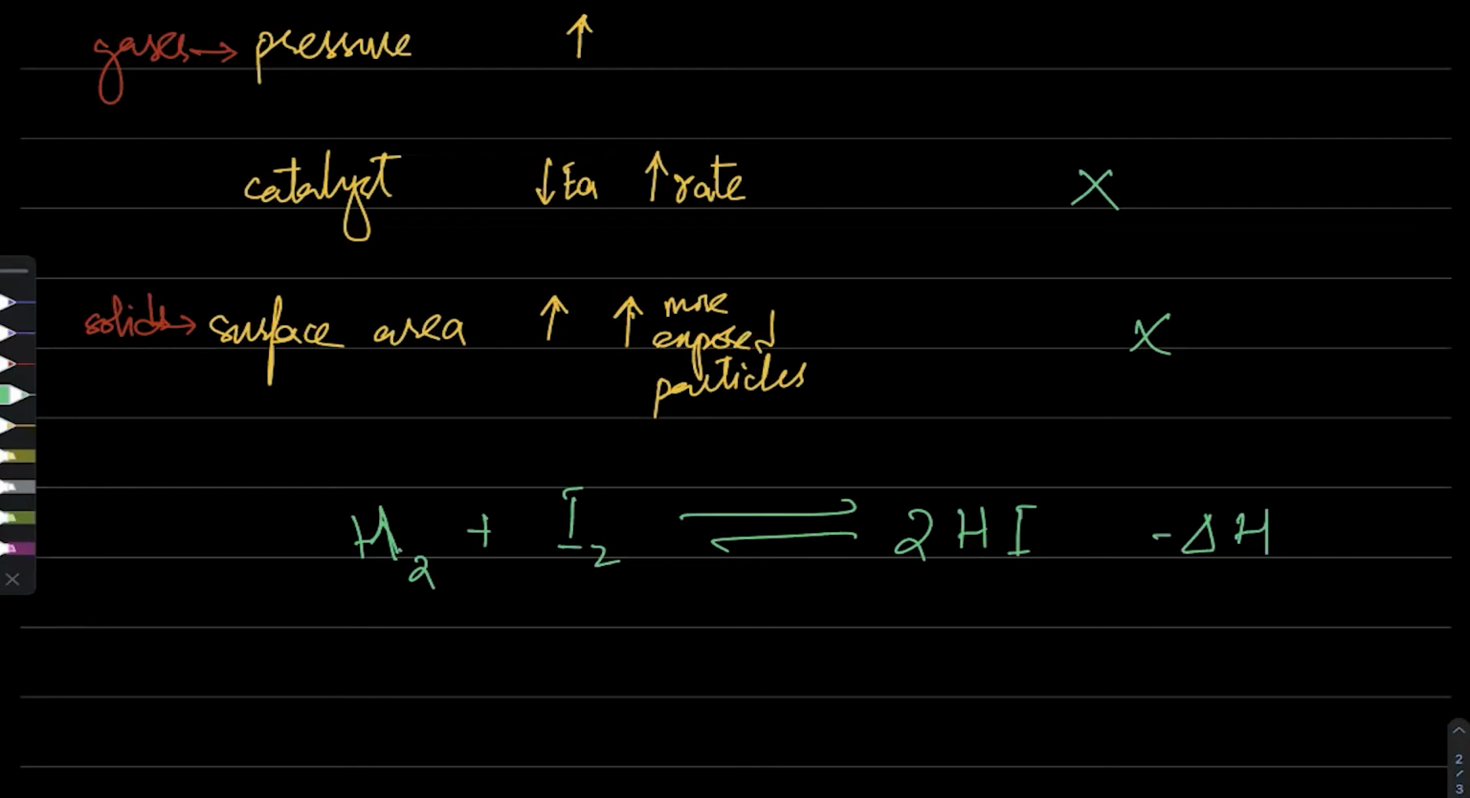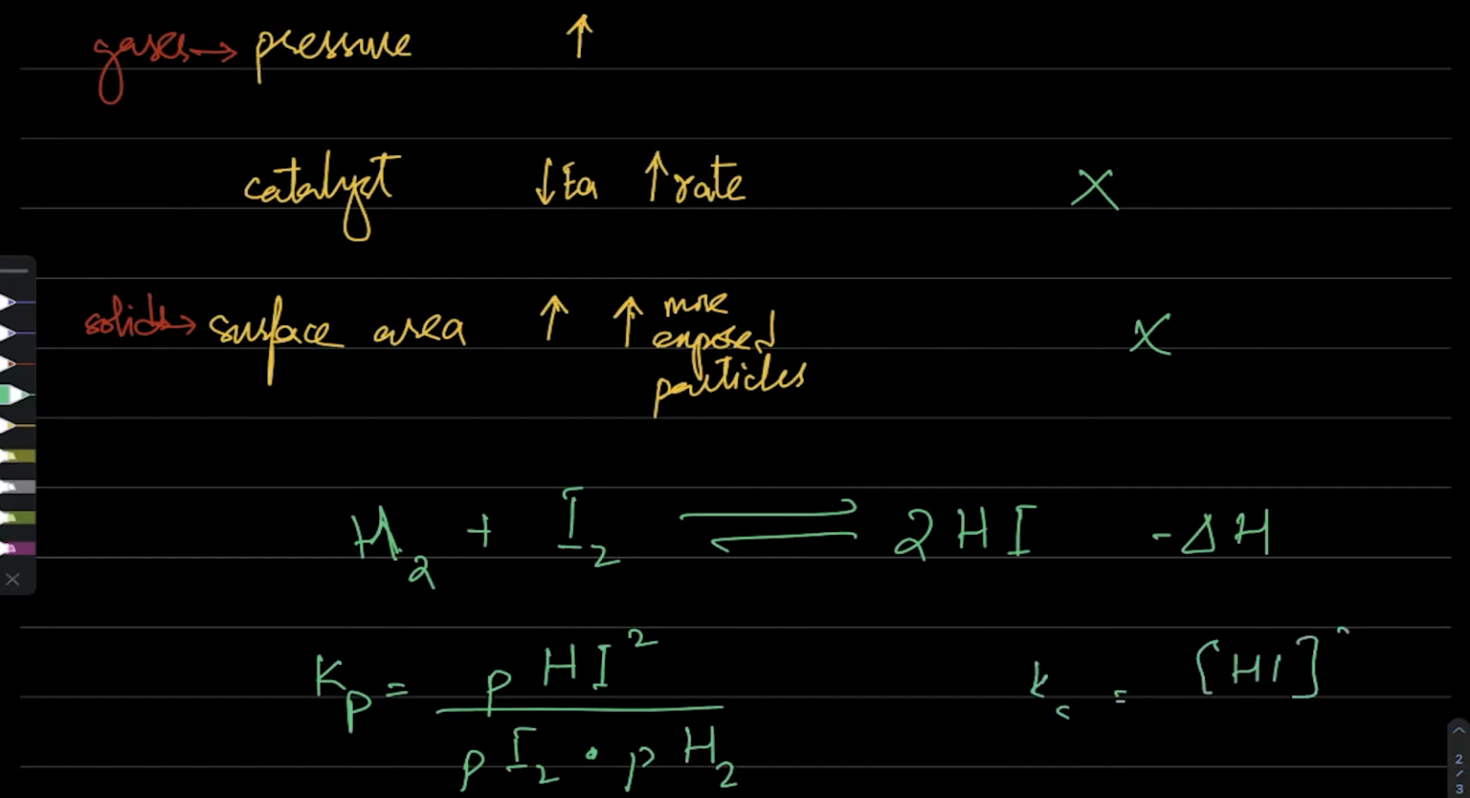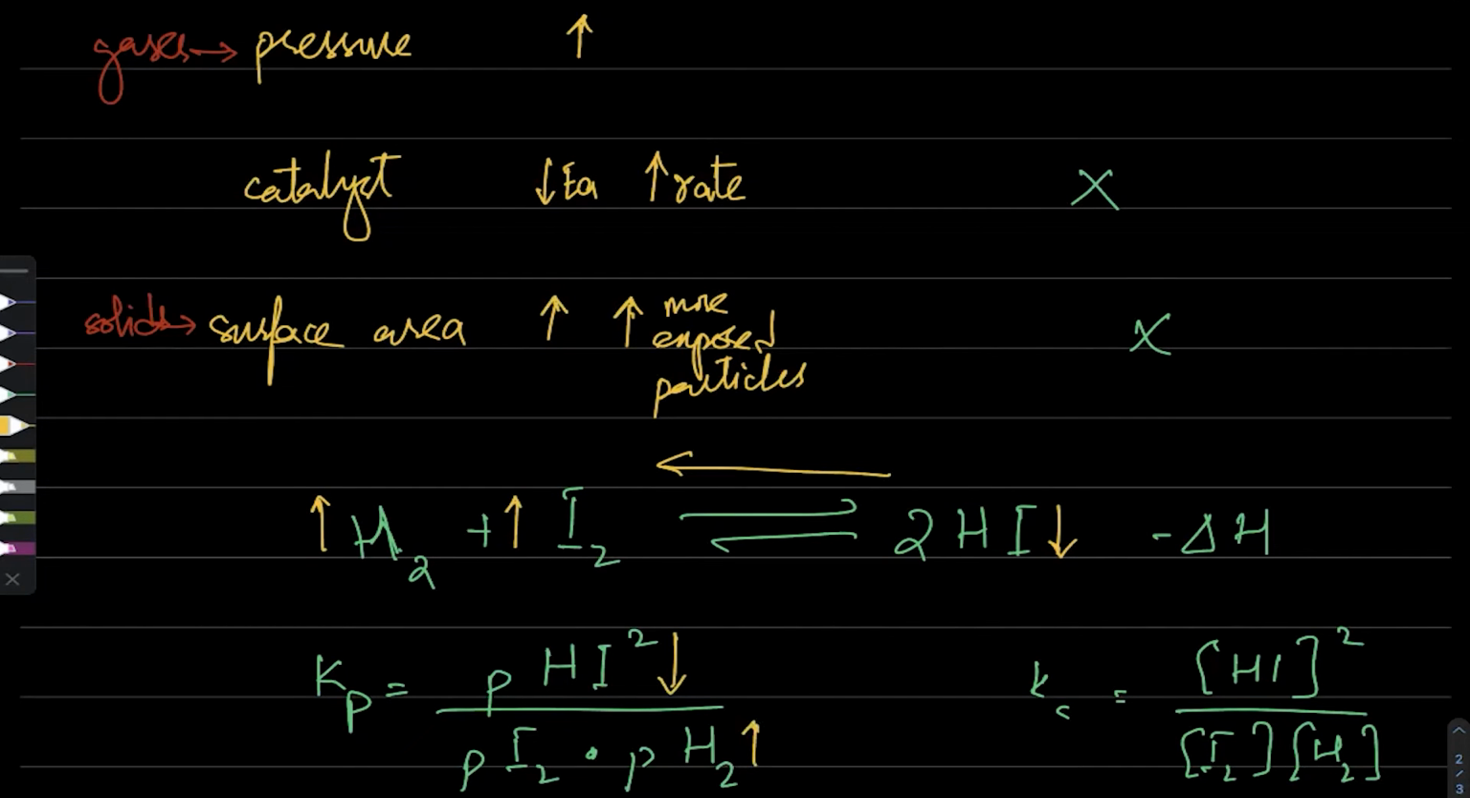So Kc or Kp, iska kya banega? Kp is easy to write. Kp is going to be the pressure of hydrogen iodide squared divided by the pressure of iodine times the pressure of hydrogen. Similarly, Kc is also something like that: the concentration of HI squared divided by the concentration of I times the concentration of H. Okay, what am I saying? If I increase the temperature, equilibrium goes backwards, which means less of this is made, more of this is made, more of this. So this is reduced, this increases, right? Now, will I get a different value for Kp?